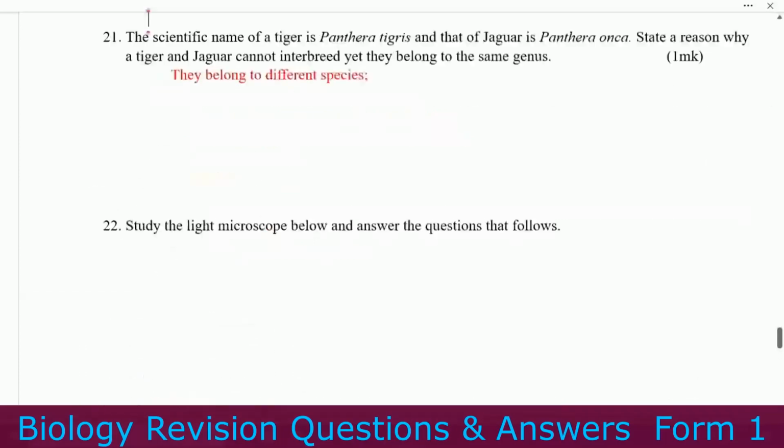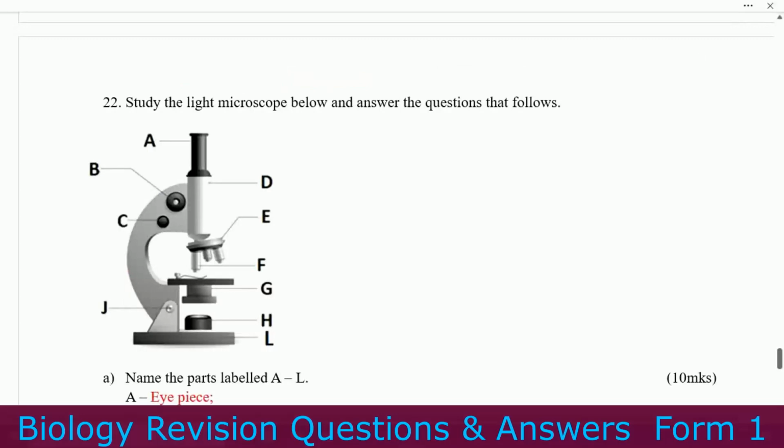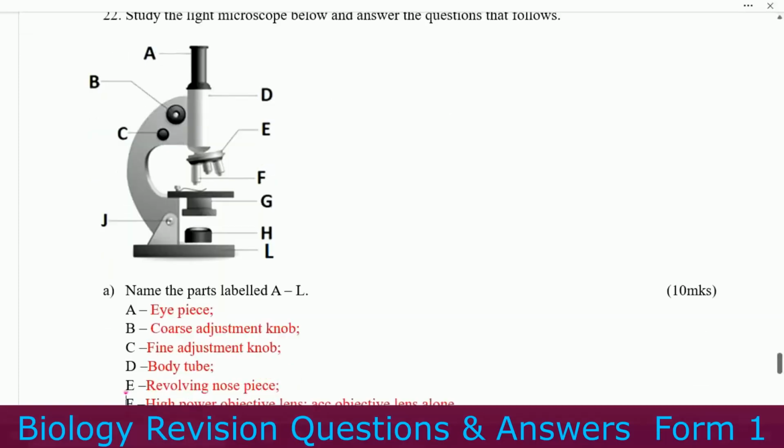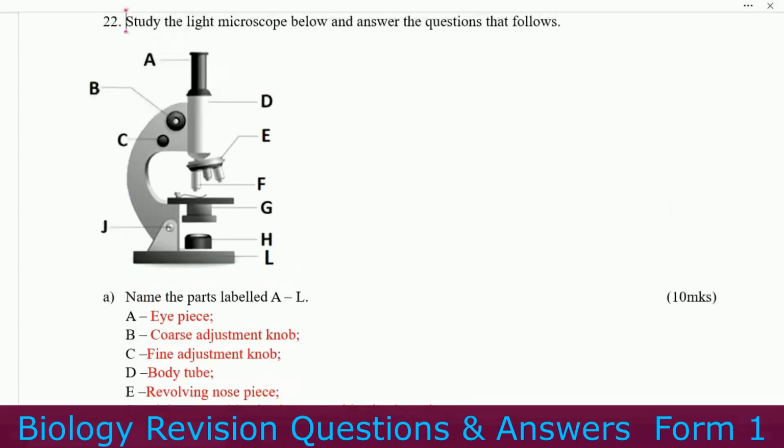Number 22, study. Let us drop this question here so that you can see it properly. Study the light microscope below and answer the questions that follow. You can see it here very clearly, part A to part I. You're told number 1, name the parts labeled A to I.